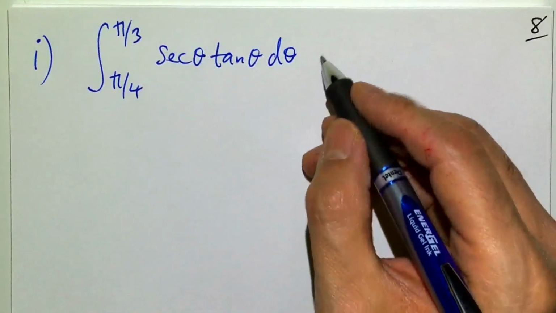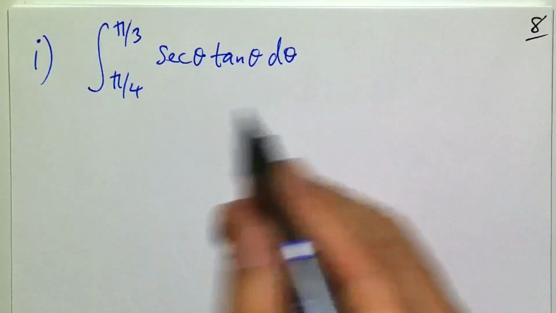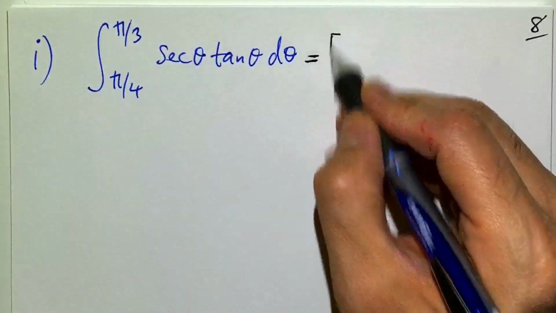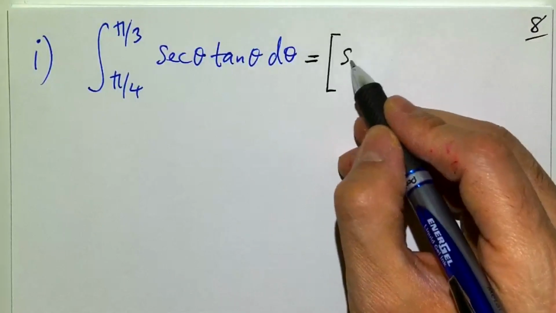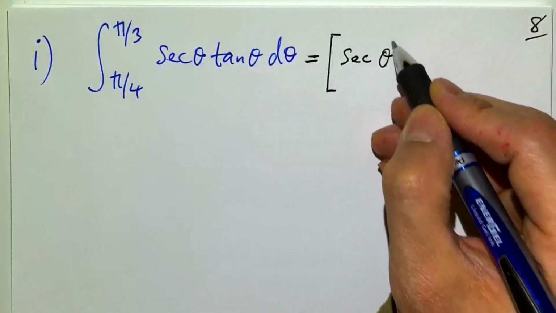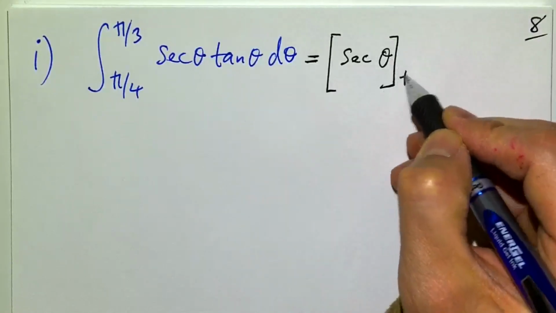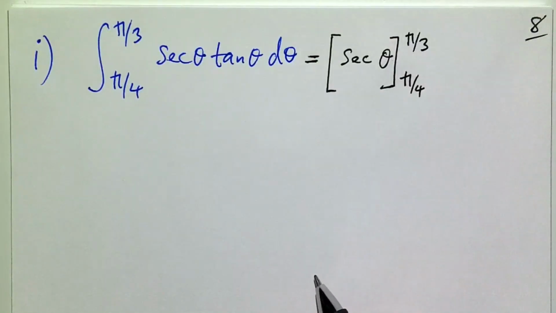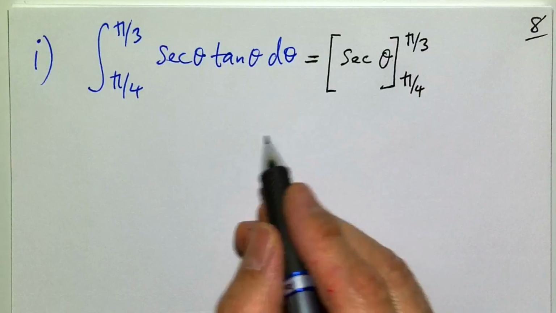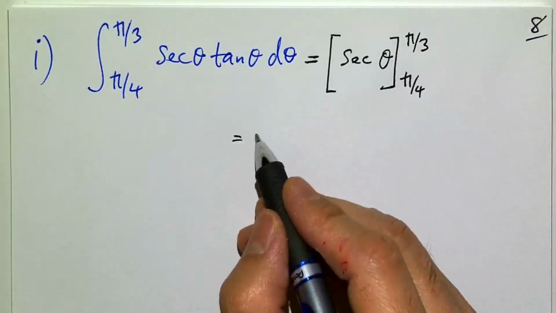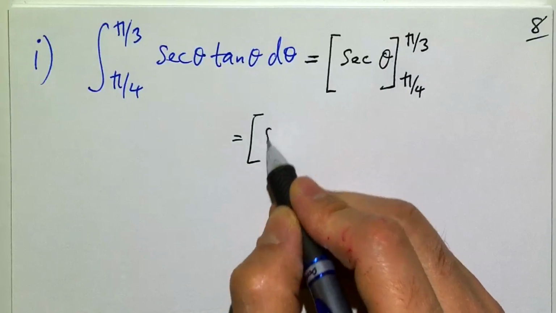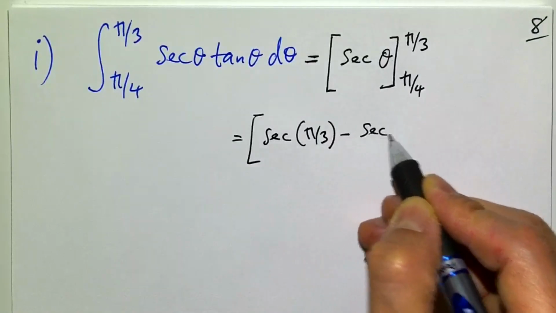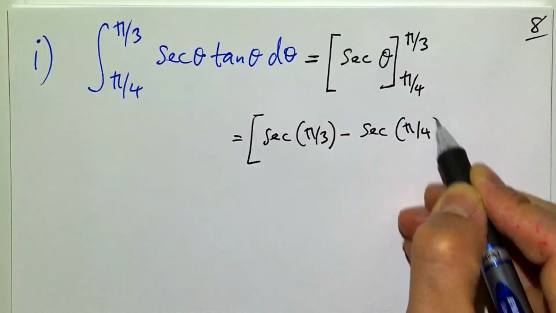This is equal then, so we can write this right away. And this is equal to secant of theta, which is our variable here, not x, from pi over 4 to pi over 3. And then if we plug in, we have secant of pi over 3 minus secant of pi over 4.